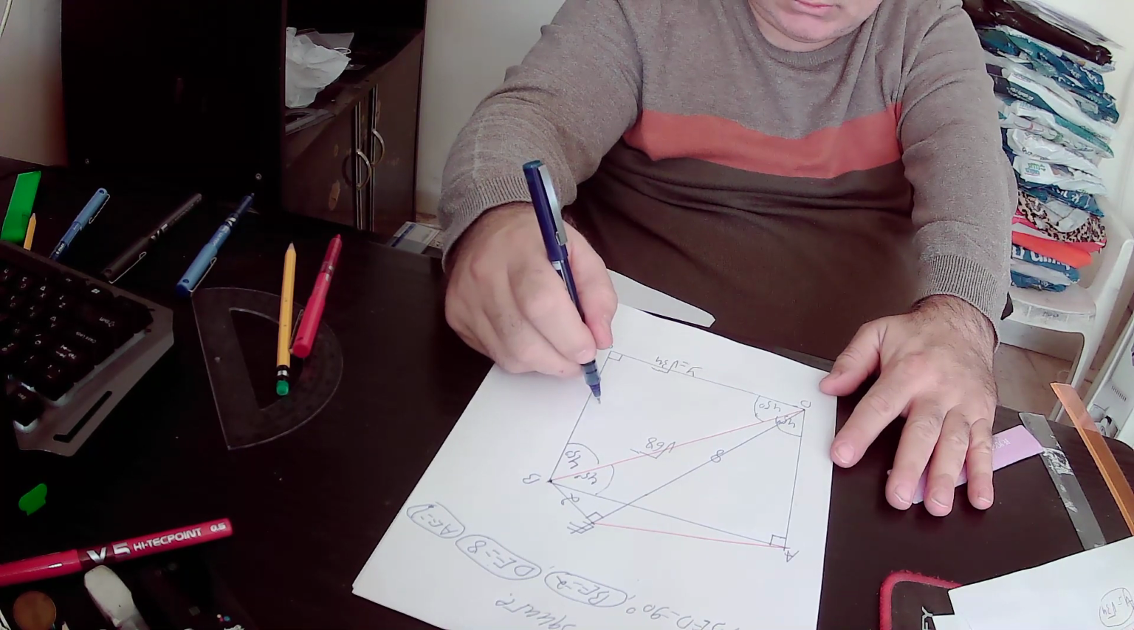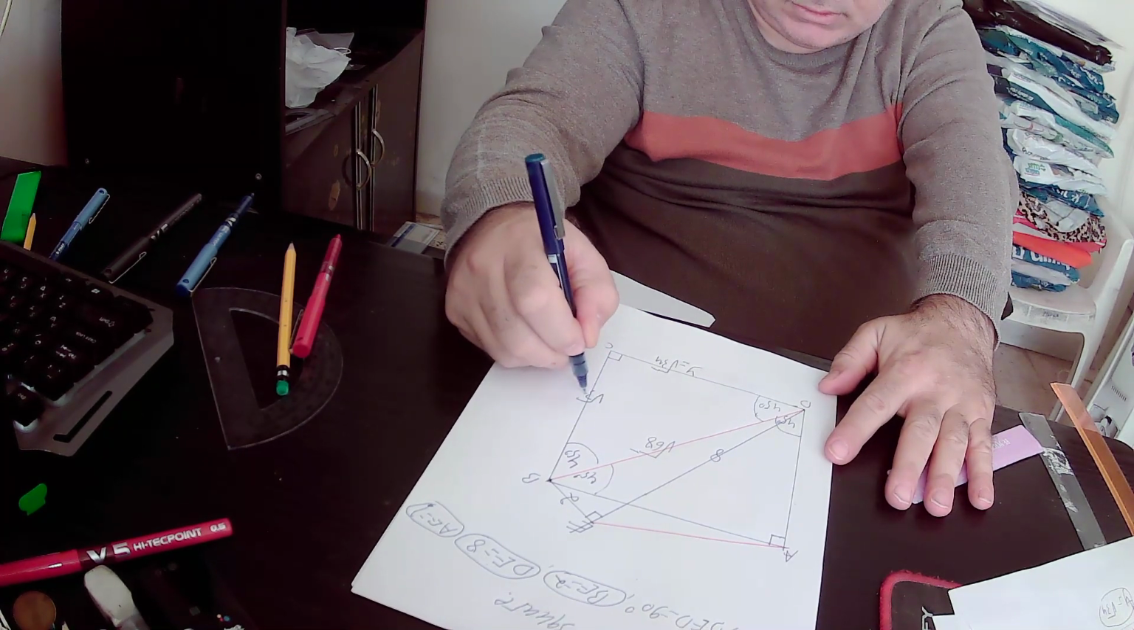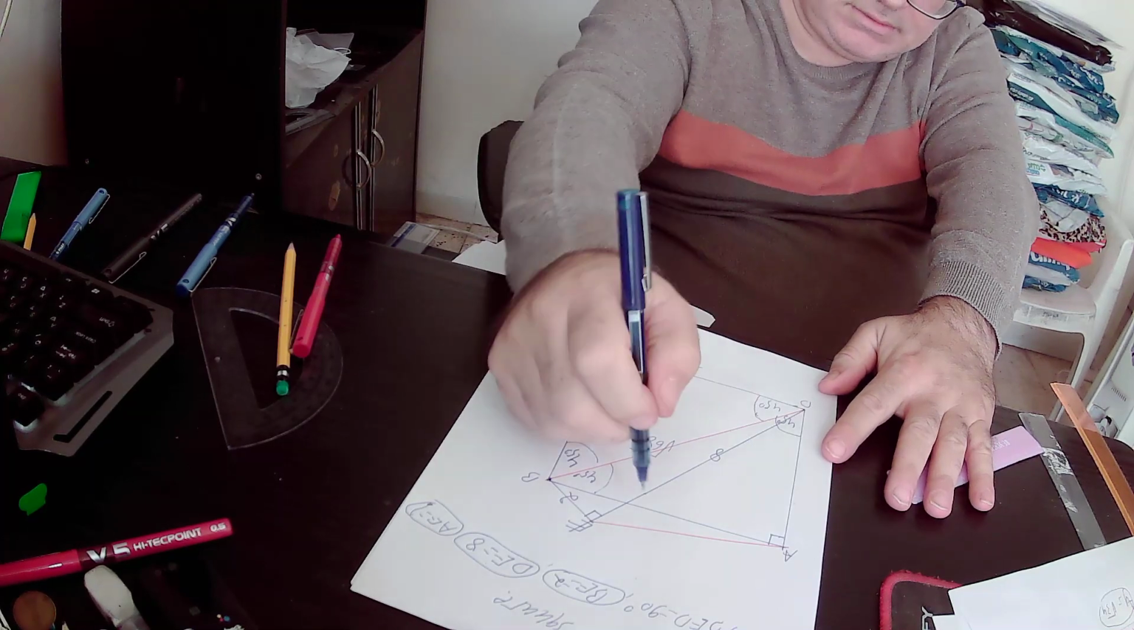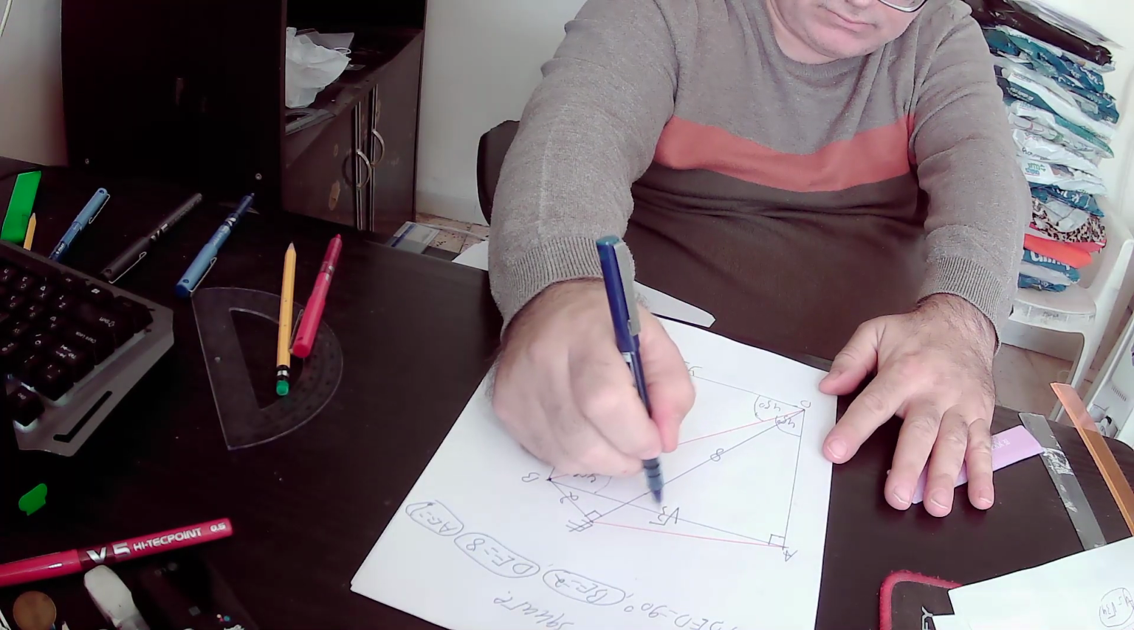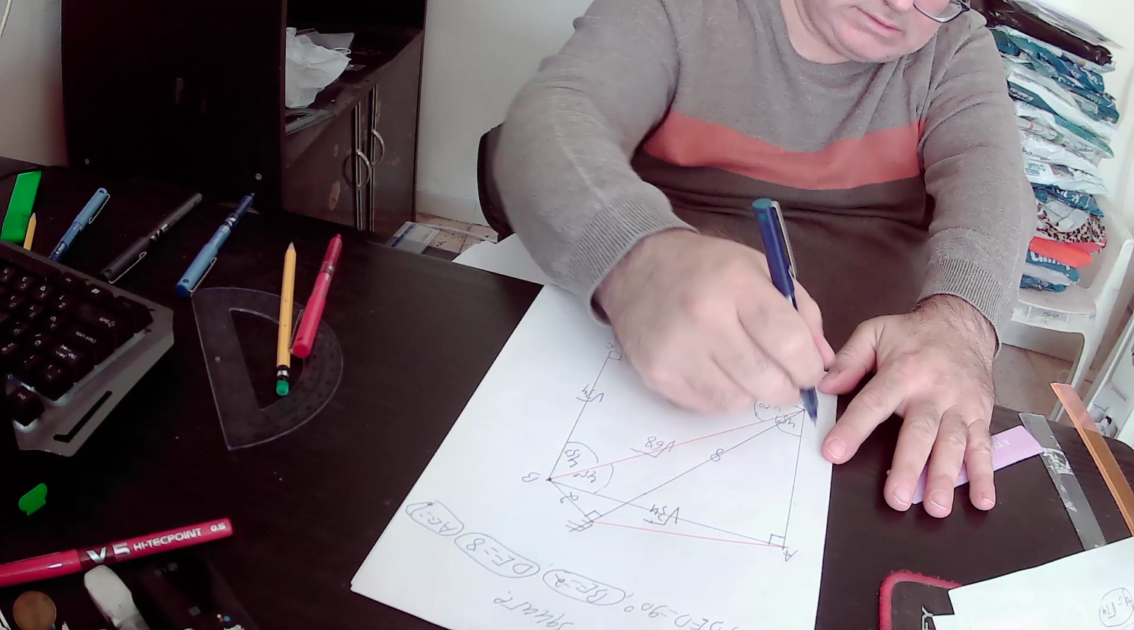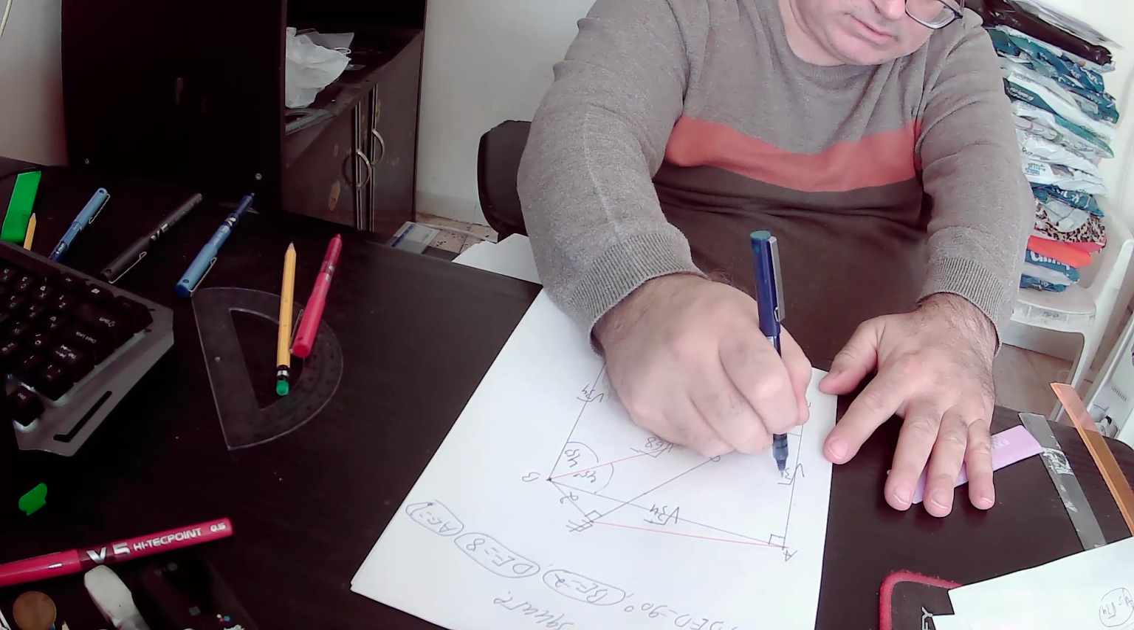BC will also be equal to the square root of 34 units. AB will also be equal to the square root of 34 units. And AD will be equal to the square root of 34 units.